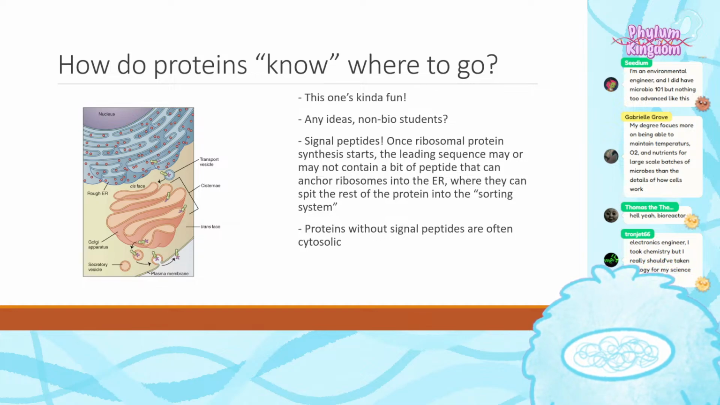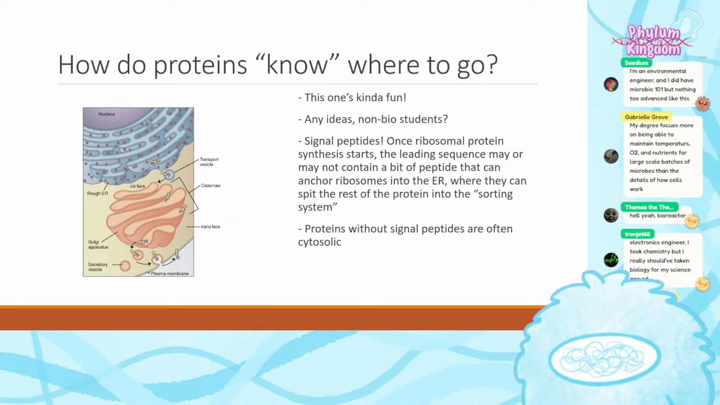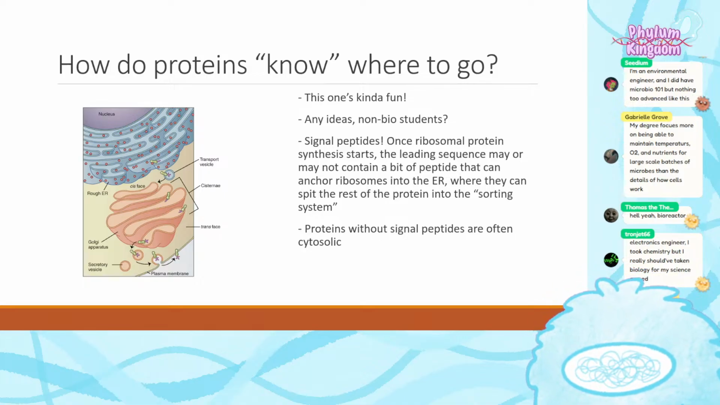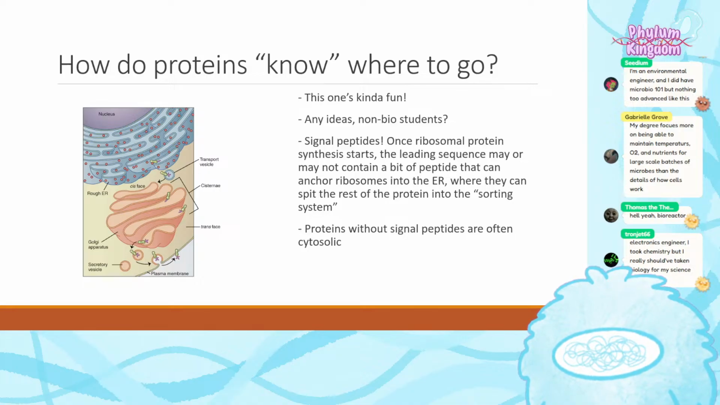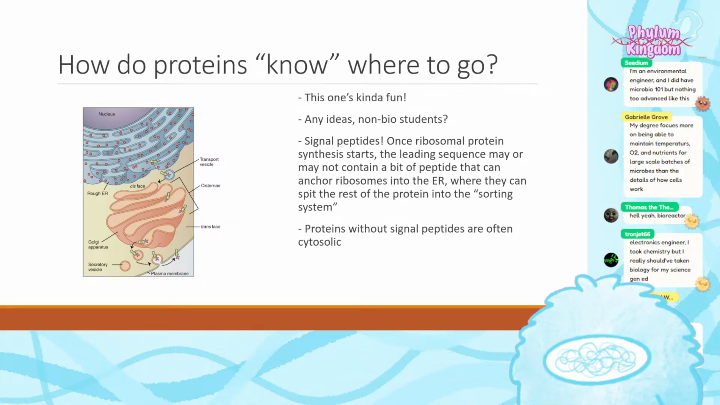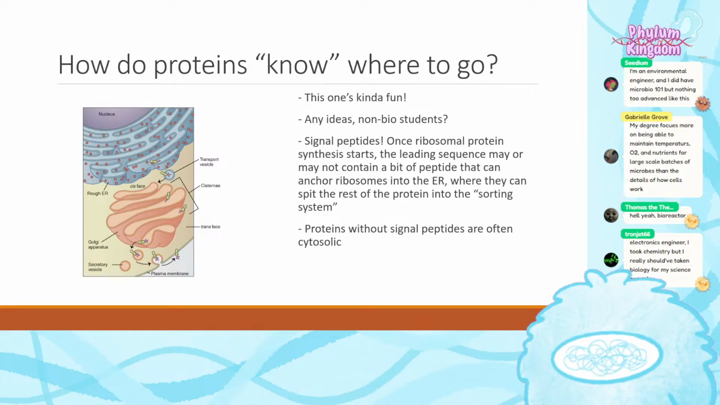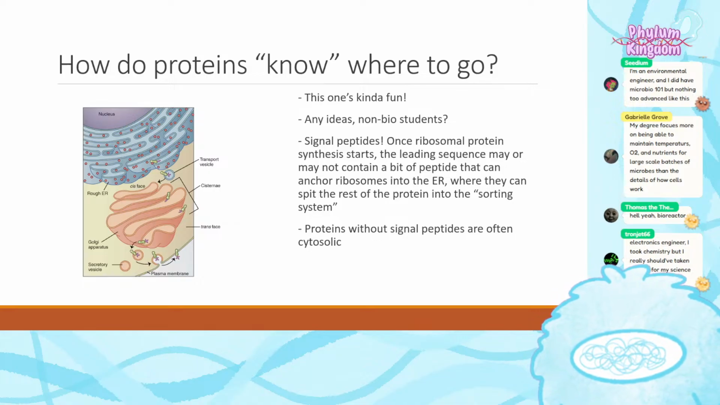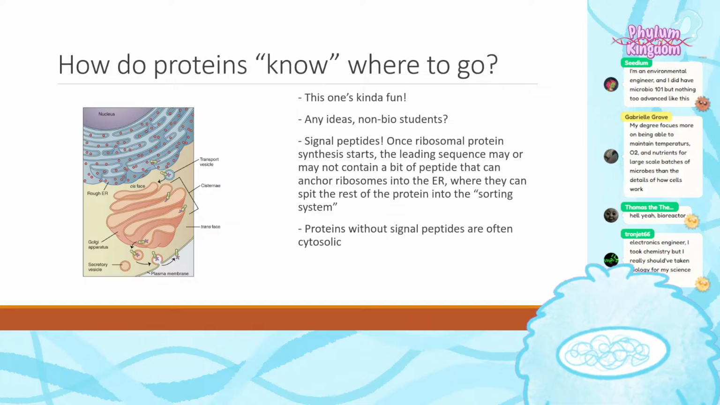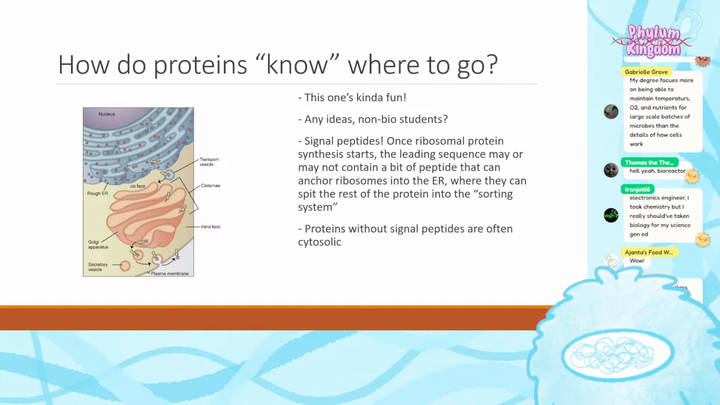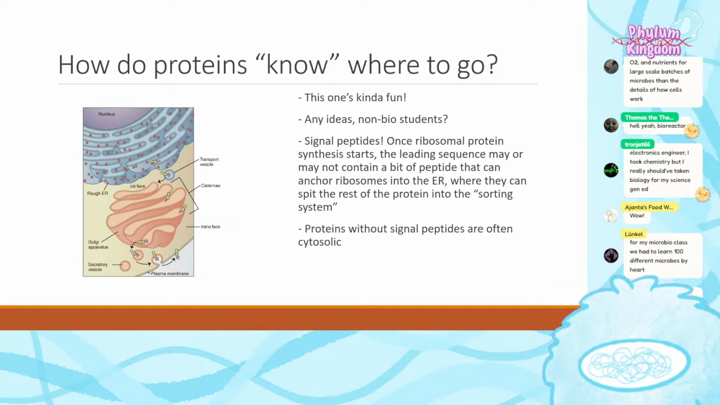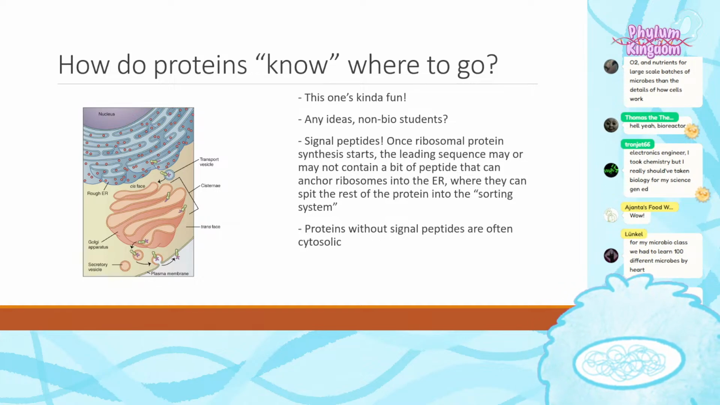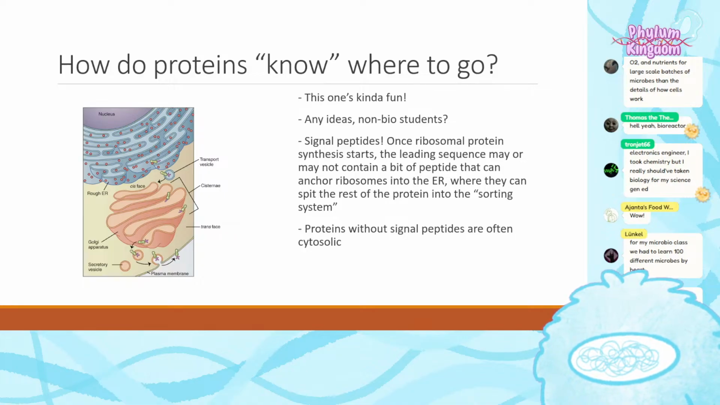Electronics engineer. I took chemistry, but I really should have taken biology for my science gen ed. I have a lot of regrets on my university education too. I wish I took philosophy, actually. You shouldn't tell Charis Euphranor that, my VTubing philosophy friend, because he'll get a big head about it. But I really wish I took more philosophy. I think that would have been really, really engaging. For my microbiome class, we had to learn 100 different microbes by heart. Yeah, I think that's why I chose not to ever take microbiome. I was more interested in learning how the general thing worked versus learning about how all of them work.